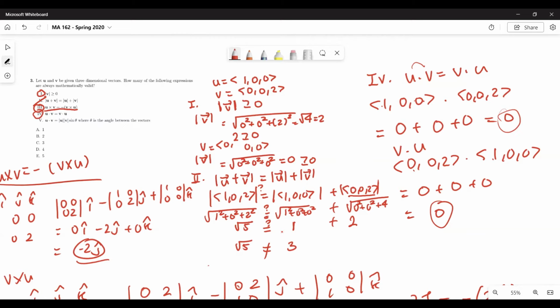And the fifth one, let's see. The fifth one is u dot b is equal to the magnitude of u, the magnitude of b, sine theta. And if you remember the dot product equation with the angles, it's not sine theta, it's cosine theta. So this is wrong. So that makes 1, 3, and 4 right, meaning there are 3 correct answers. So the answer for this question is C.